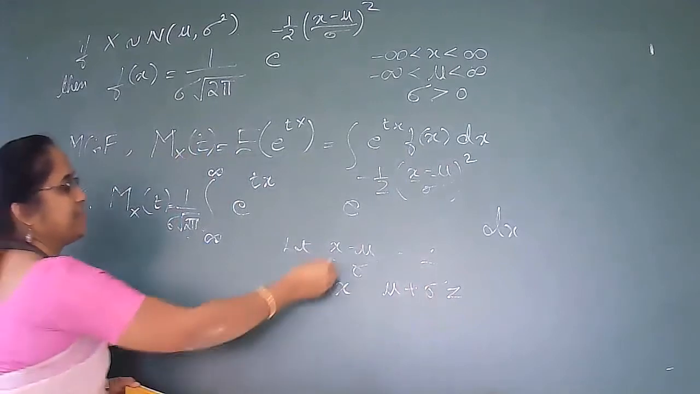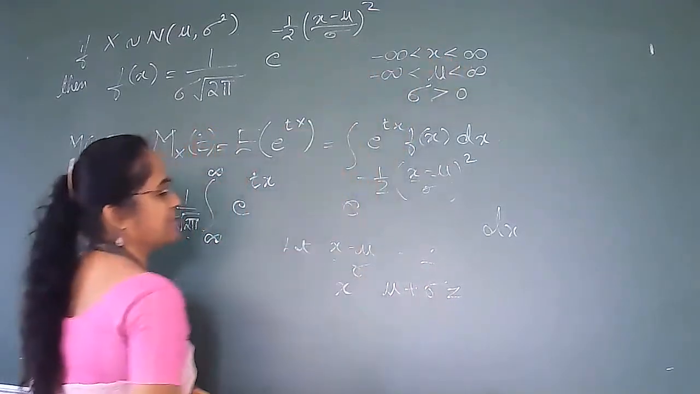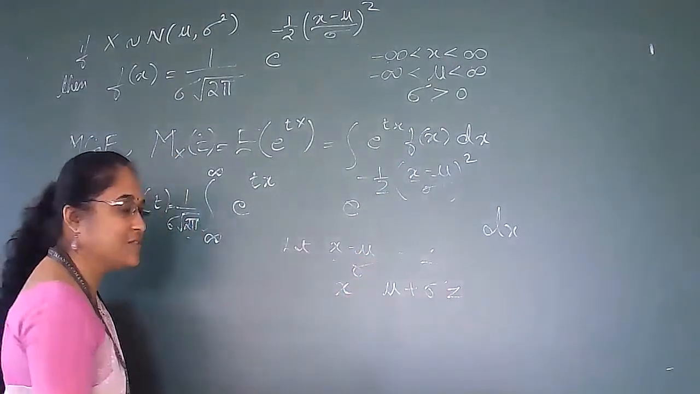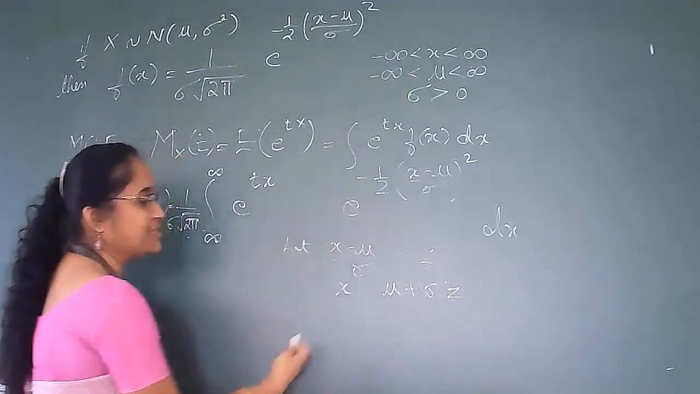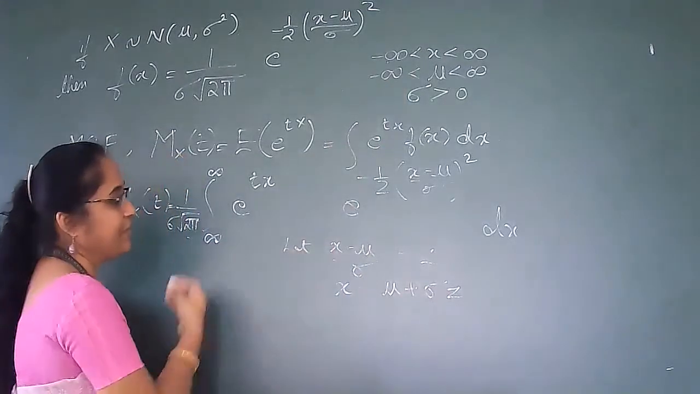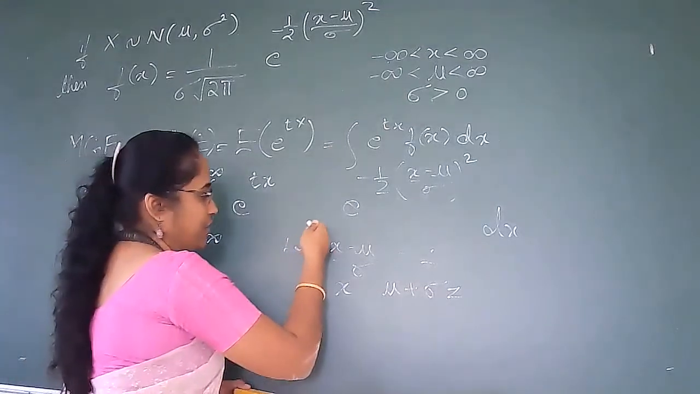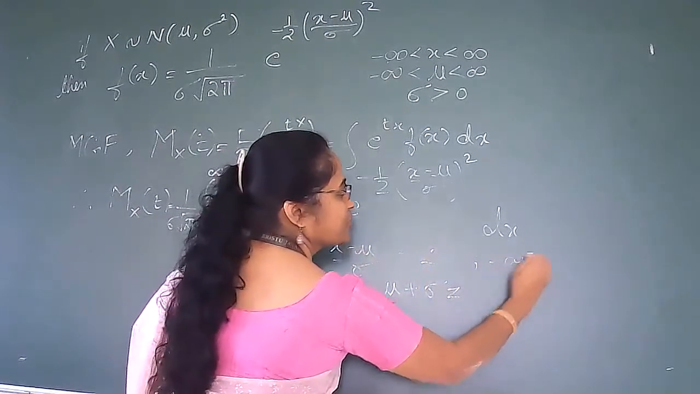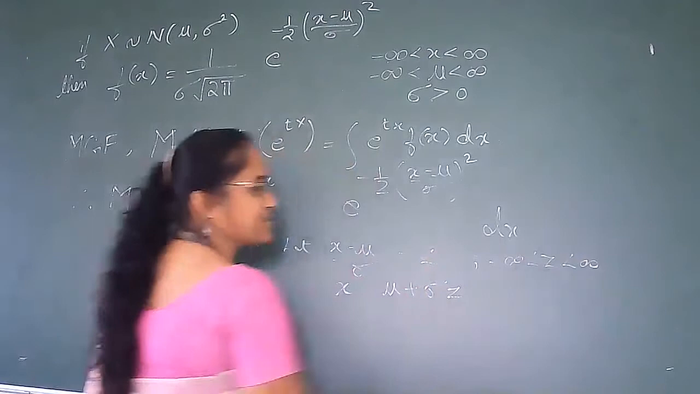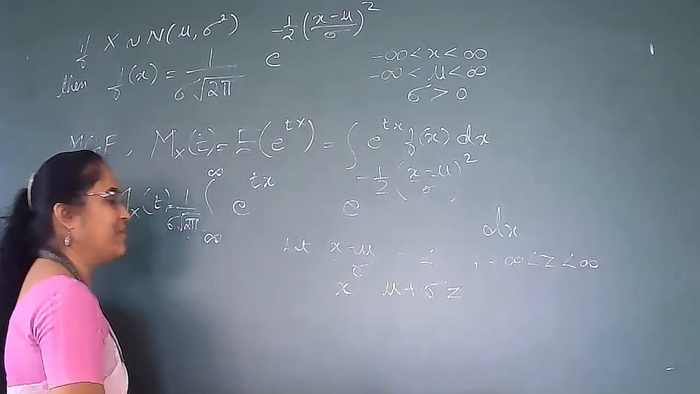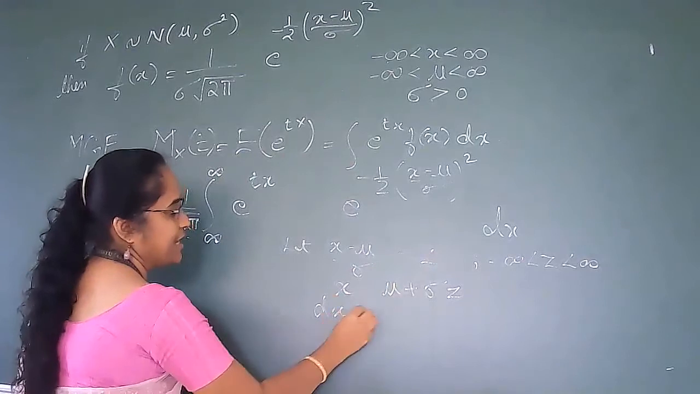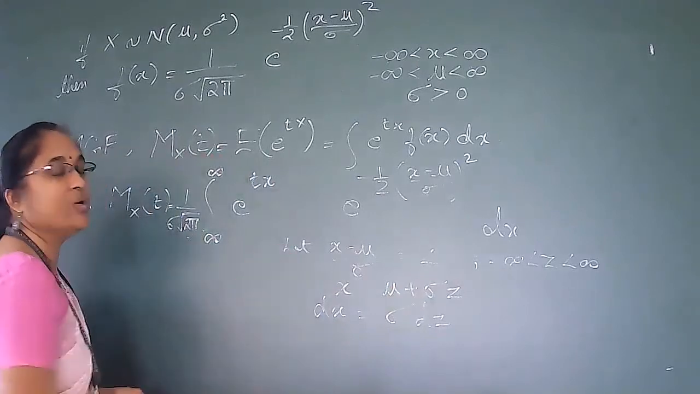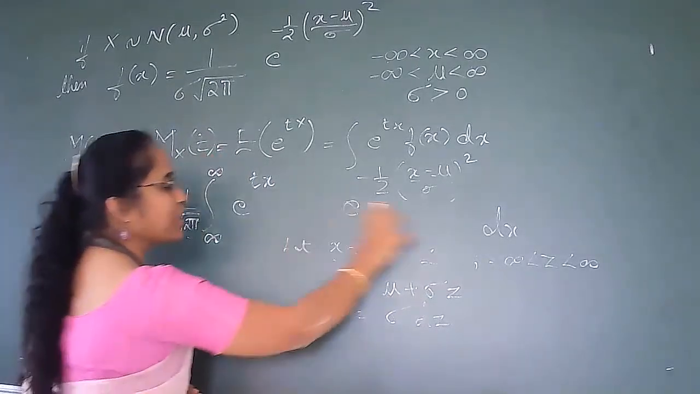Now we know that x is a value between minus infinity and plus infinity. So whenever x takes the value minus infinity, z will also be minus infinity. Whenever x takes the value plus infinity, z will also be plus infinity. Therefore the range of z is also between minus infinity and plus infinity. X can be written as this, and when I take the differentiation, I get dx equal to sigma dz, because the variable over here is z. Mu is a constant.